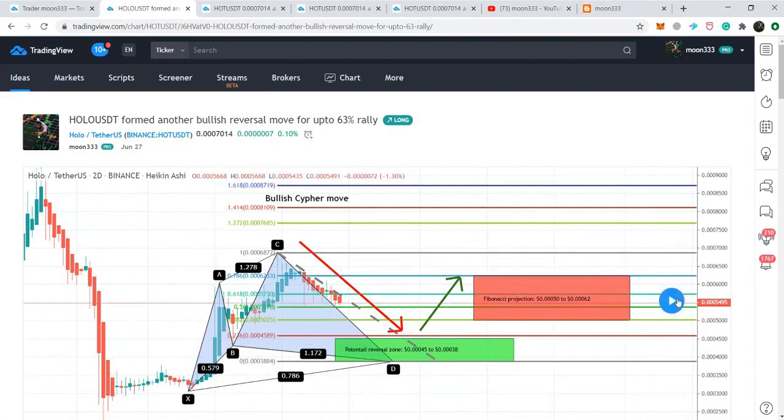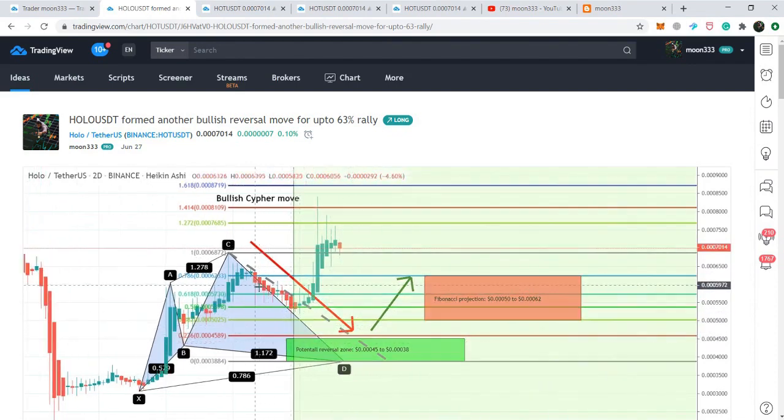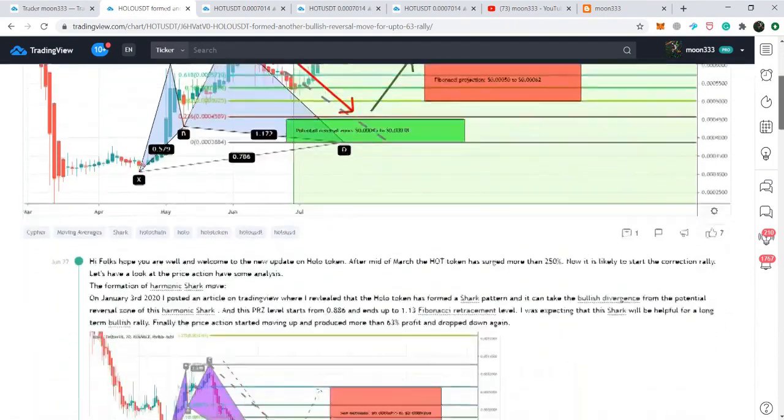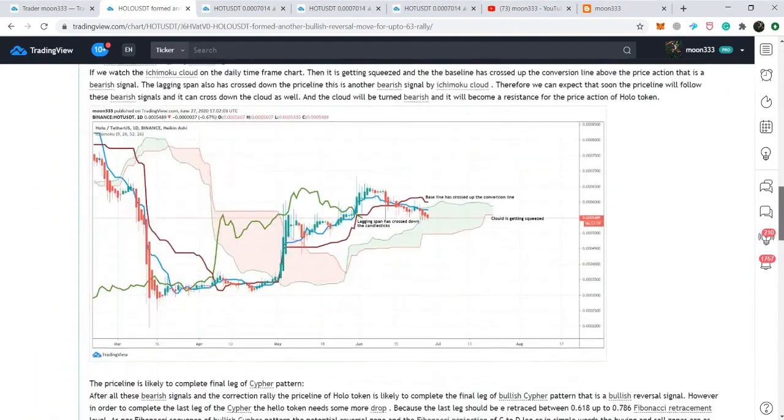And now I'm just playing this chart. The price action could not enter in this potential reversal zone and moved up from here. And this pattern is invalidated. Now, if we try to find out the reason behind that, why this pattern is invalidated and why the price action did not enter in this potential reversal zone, then the reason was this Ichimoku cloud.